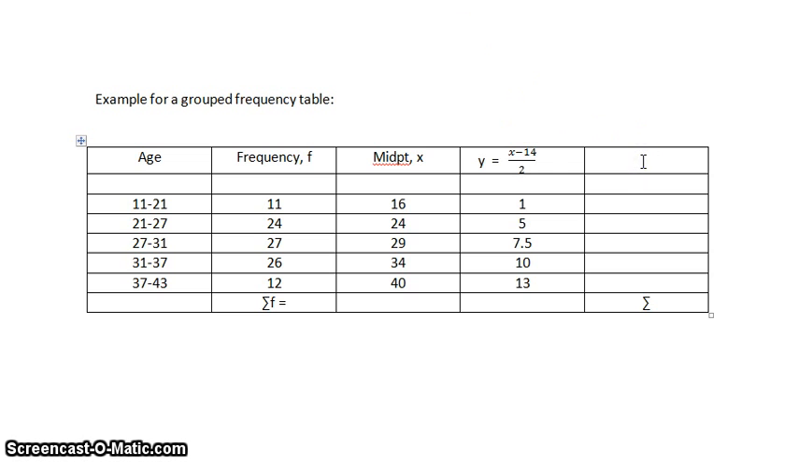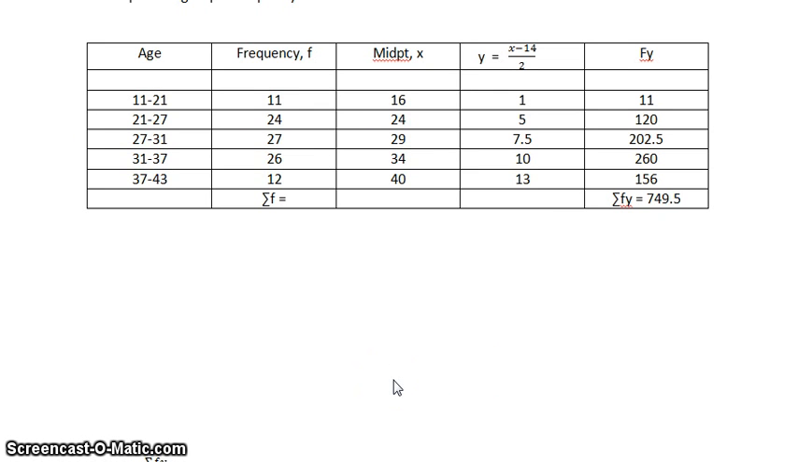And then the final column, instead of doing f times x, this time we're going to do f times y. So the first one is 11 times 1, and let's fill the rest of these in. And at the bottom here, we're going to add them all up, this column, so we're going to get the sum of fy, and adding those up we get 749.5. And the sum of the frequencies, we need these as well, add this column up, we get 100.